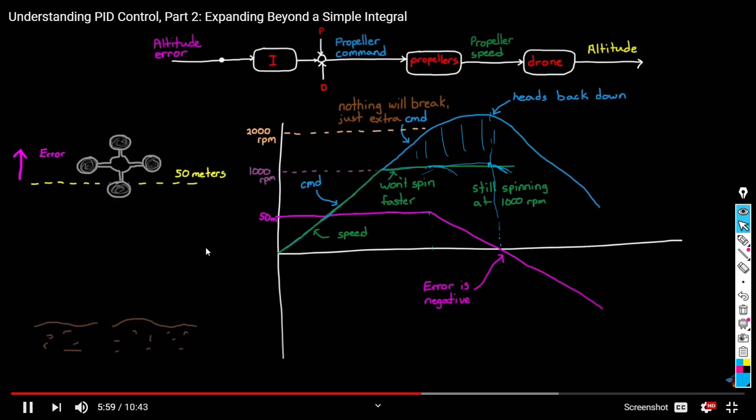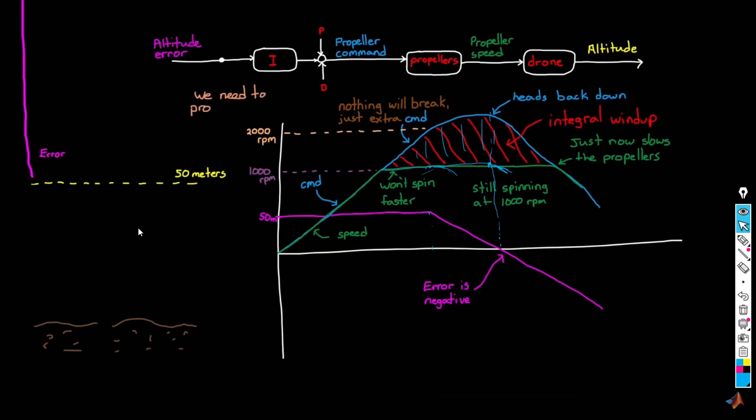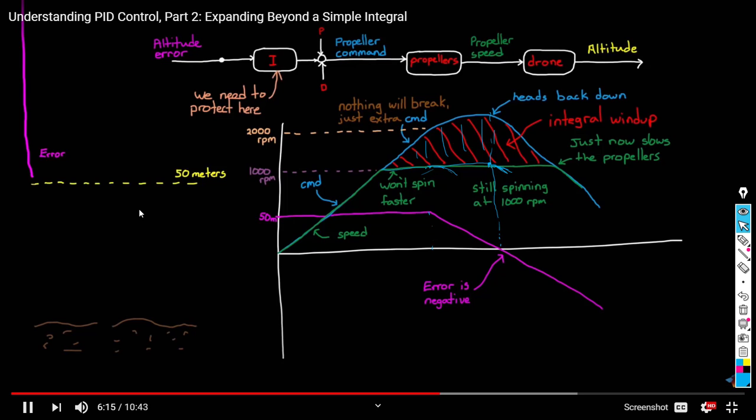We have to wait until the integral unwinds back to 1000 RPM before the propellers actually start slowing down, and during that entire time, the drone is skyrocketing upwards and out of your sight. This is called integral windup, and it's something we need to protect against in our PID controller, because you never know if you're going to get into a situation where an actuator saturates. In some situations the actuator will saturate and you need to protect against this.